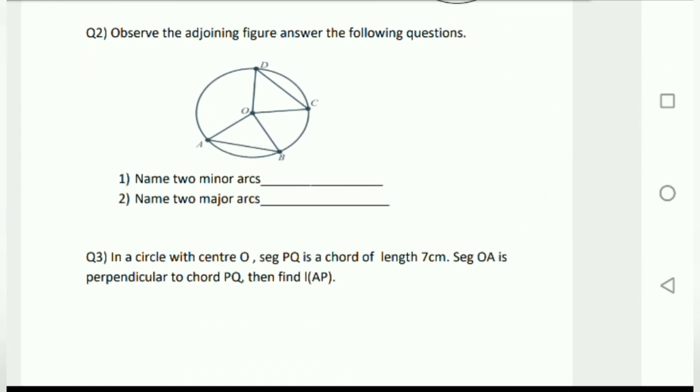Observe the adjoining figure and answer the following question. Name a minor arc and name a major arc. So which is the minor arc and major arc? You are going to find out, and you can just write only two. Need not write more than two. Just two. If you write, that's okay.